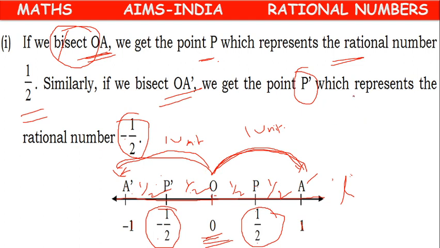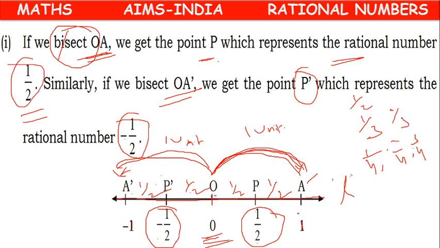Suppose the unit distance is made into 2 parts, we will get the rational number 1 by 2. If we make it into 3 parts, then we will get 1 by 3, 2 by 3. If we make it into 4 parts, then 1 by 4, 2 by 4, 3 by 4, and so on. So by dividing unit distances, we will get the rational numbers which can be represented on the number line.